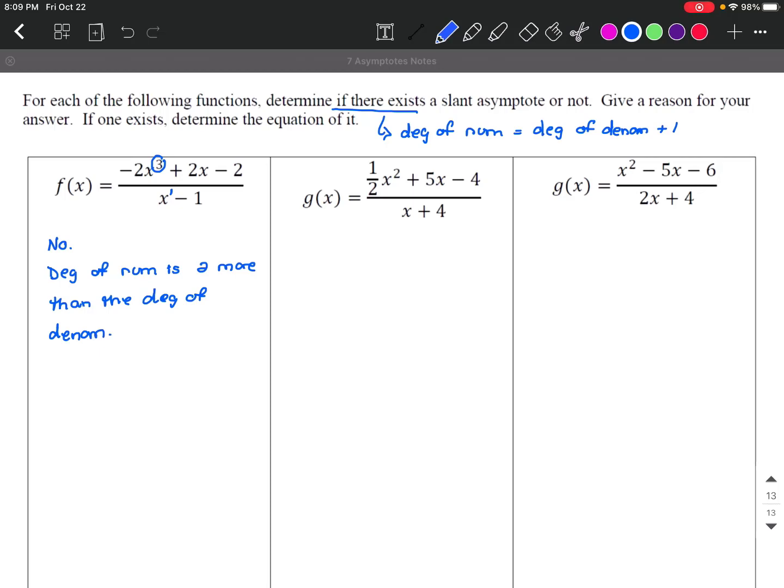Now I want you to pause for a minute here. I want you to think about a horizontal asymptote though.